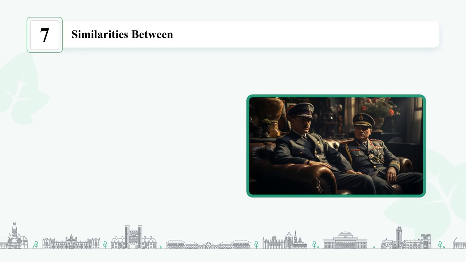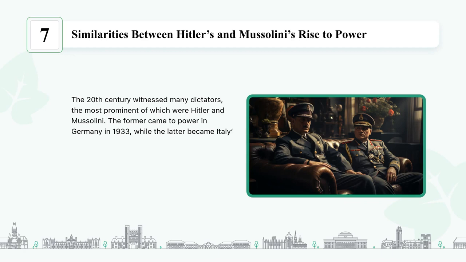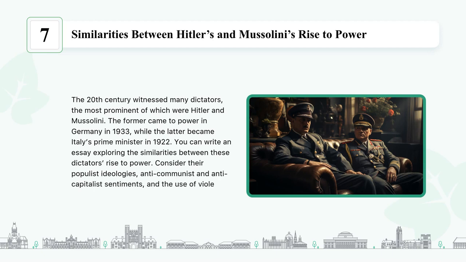Similarities between Hitler's and Mussolini's rise to power. The 20th century witnessed many dictators, the most prominent of which were Hitler and Mussolini. The former came to power in Germany in 1933, while the latter became Italy's prime minister in 1922. You can write an essay exploring the similarities between these dictators' rise to power. Consider their populist ideologies, anti-communist and anti-capitalist sentiments, and the use of violence.